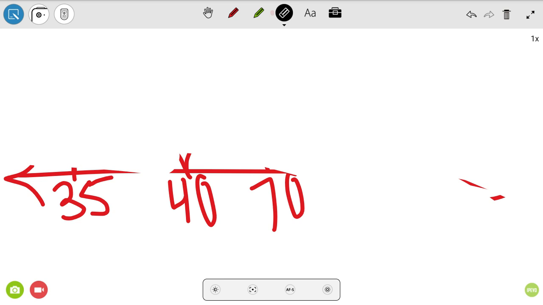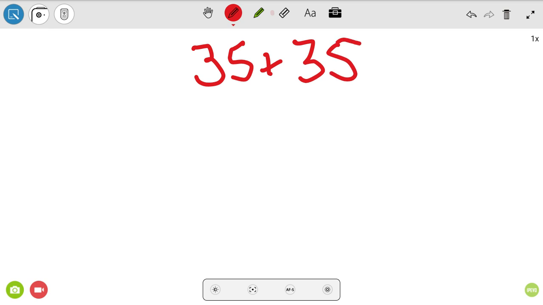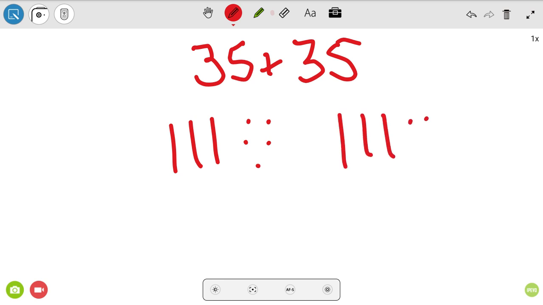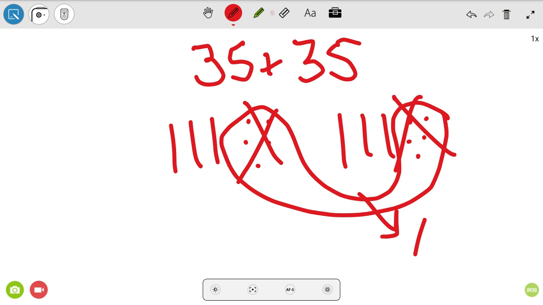And the last strategy for addition that we've talked about is base 10 blocks. So that would be, I would circle all of my ones because I have 10 of those. I would mark those out and I would trade for a 10. So I see 1, 2, 3, 4, 5, 6, 7 tens and 0 ones.